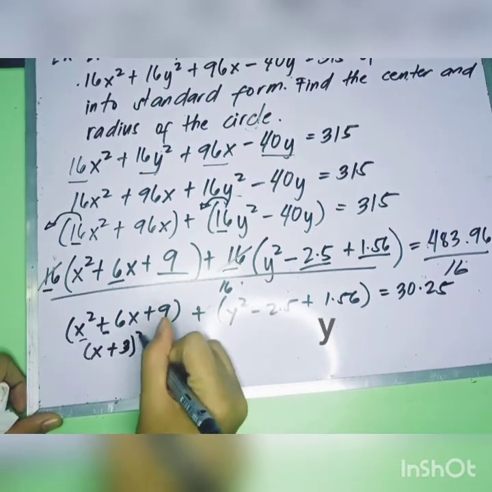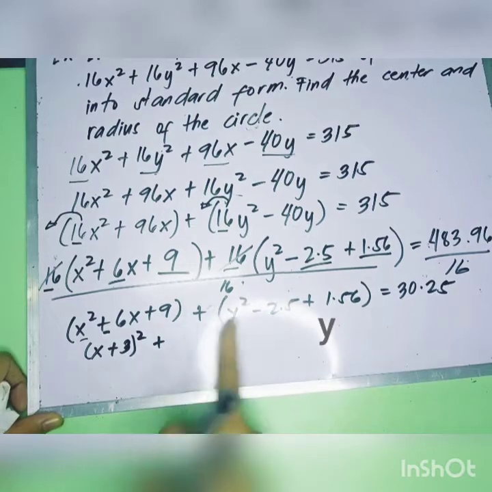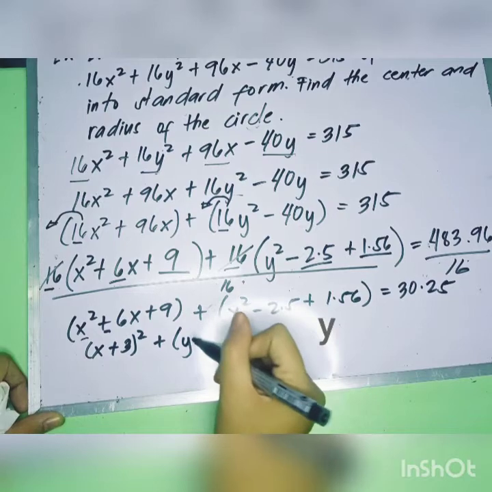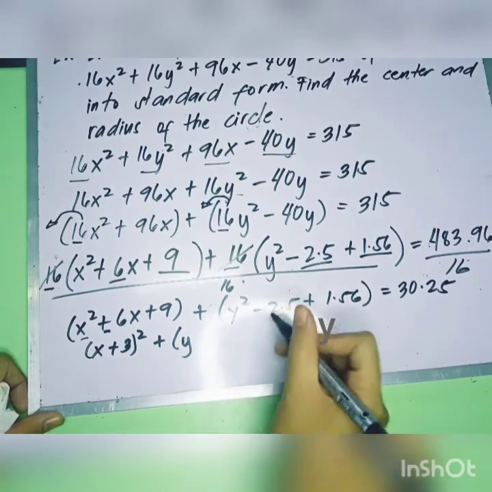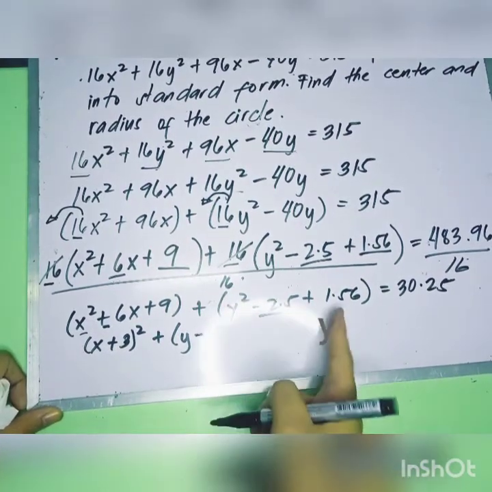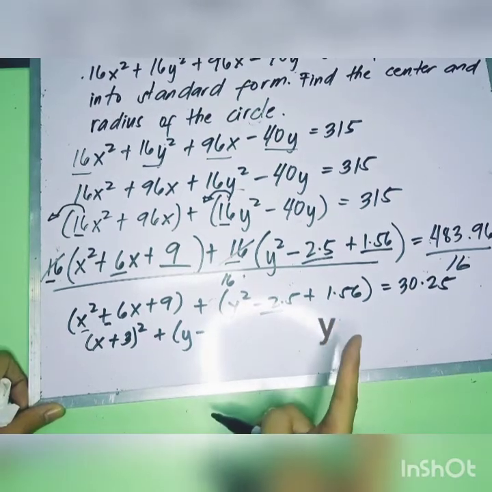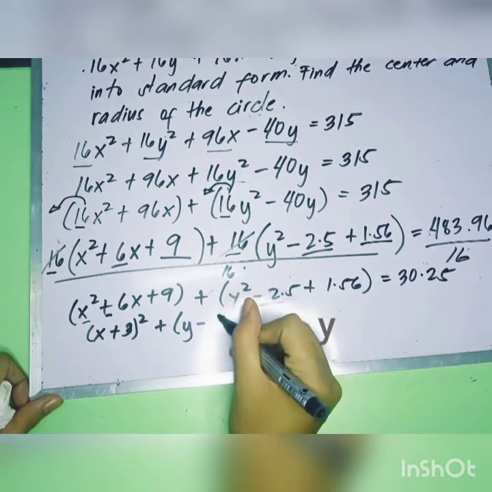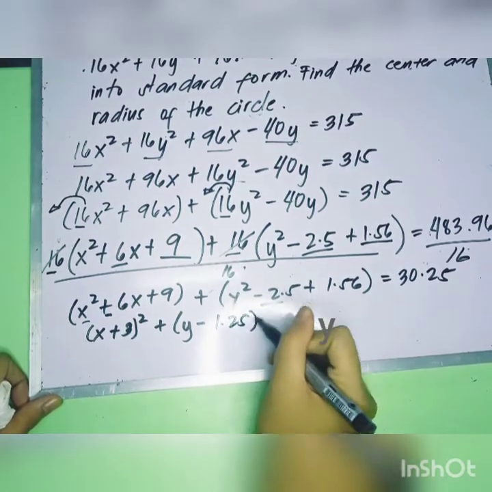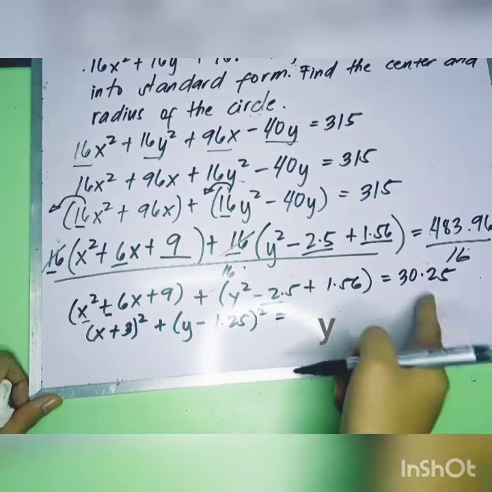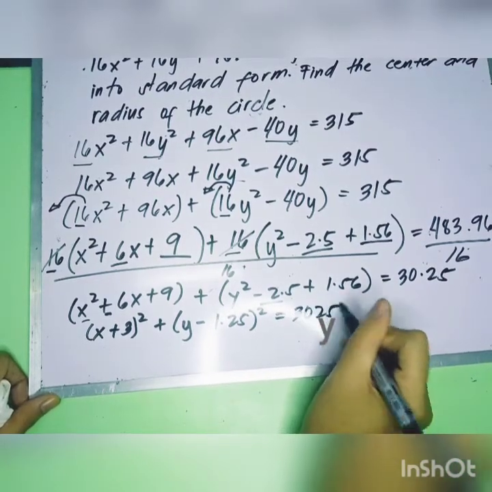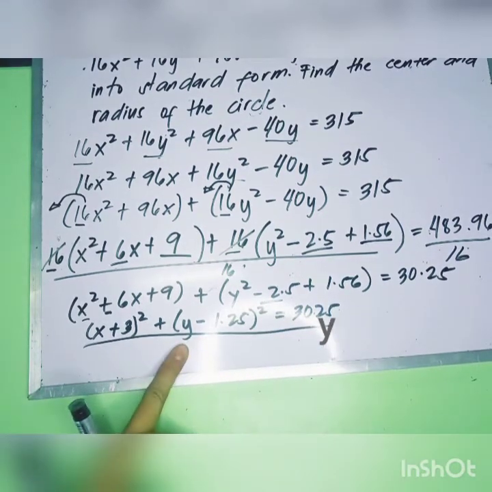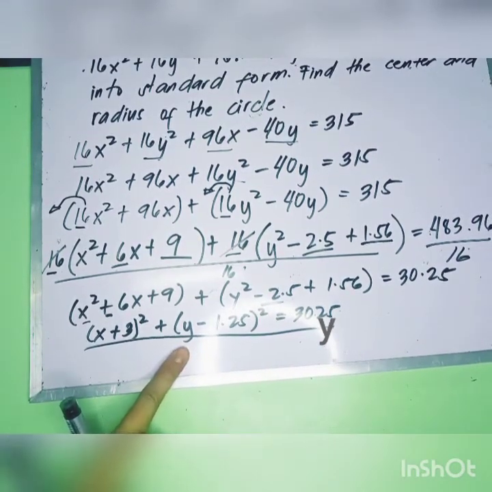Okay, 3 squared. And then plus, y naman tayo. So, you have quantity, and that is the squared variable. So, you have y. And then, copy the sign of the middle term. We have here negative. So, negative. And then, the square root of the 1.56, we have 1.25. Okay, square root equals to, copy, 30.25. Okay, so this equation is a standard form of the circle, which has its center located at h, k.